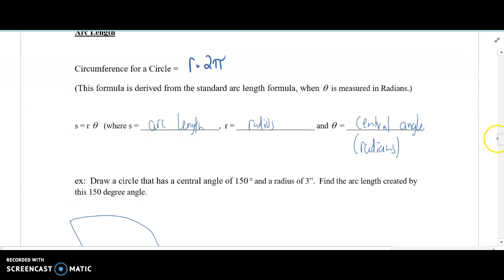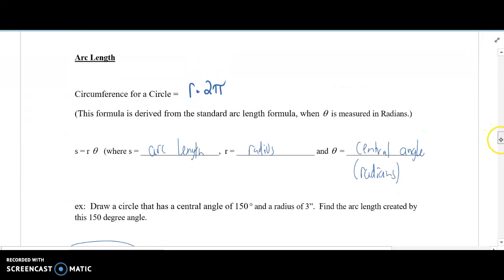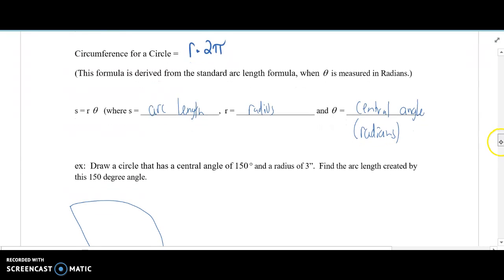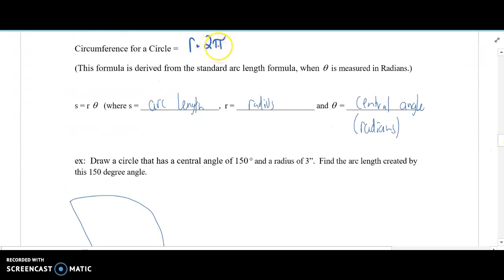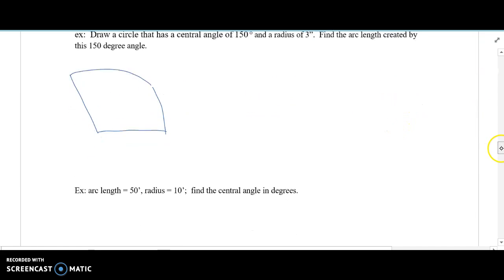Calculus section 4.1, and we're going to look at arc length. The circumference formula for a circle is radius times 2 pi, or 2 pi times radius, and since multiplication is commutative, we could do it in either order. And this is actually a specific example of the general formula for arc length, where the arc length is equal to the radius times theta, where theta is the central angle measured in radians.